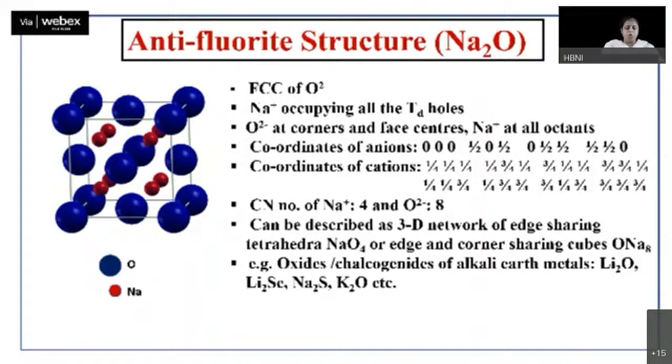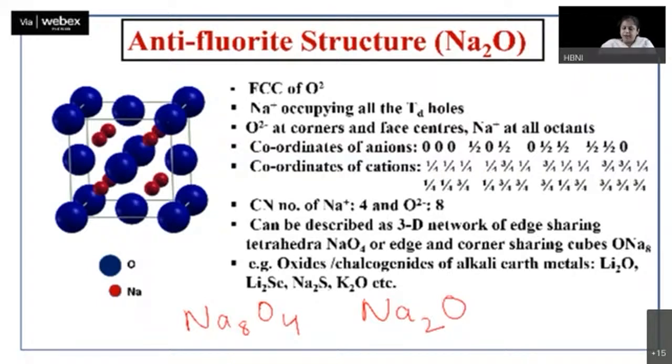Now your blue ball is the oxide ion. It forms the FCC, that is, it occupies the corner as well as the face center. And now Na occupies all the tetrahedral holes. So when I say that the oxide ion forms FCC, how many lattice points do we have? 4. And when I say that Na occupies all the tetrahedral holes, how many Na do we have? 8. So Na8O4, which transforms to Na2O. This is called the anti-fluoride structure.